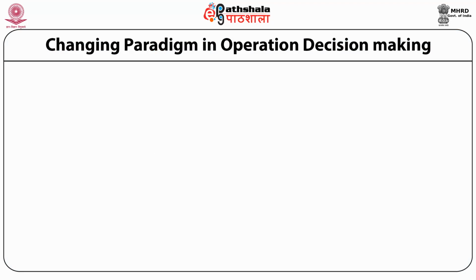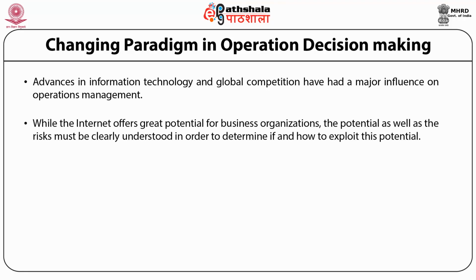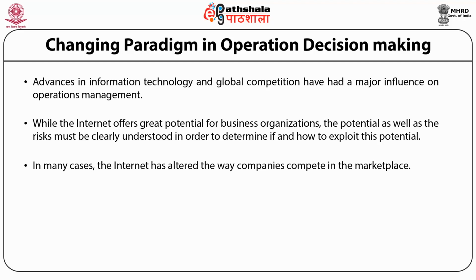Changing paradigm in operations decision making. Advances in information technology and global competition have had a major influence on operations management. While the internet offers great potential for business organizations, the potential as well as the risk must be clearly understood in order to determine if and how to exploit this potential. In many cases, the internet has altered the way companies compete in the marketplace.